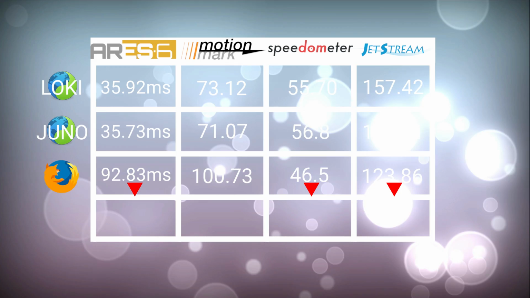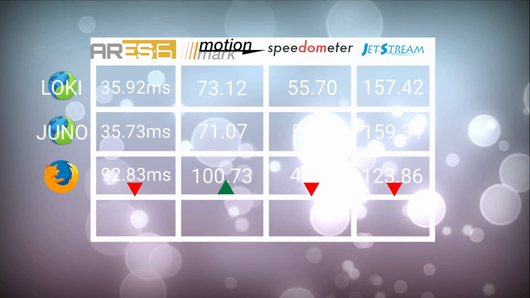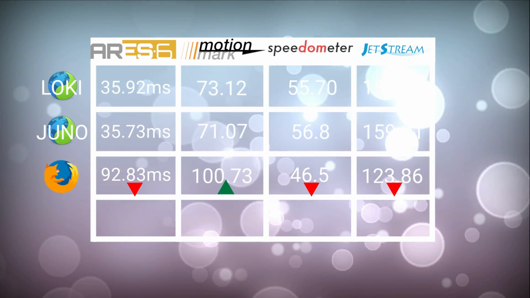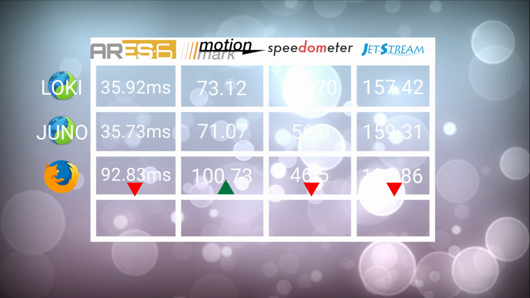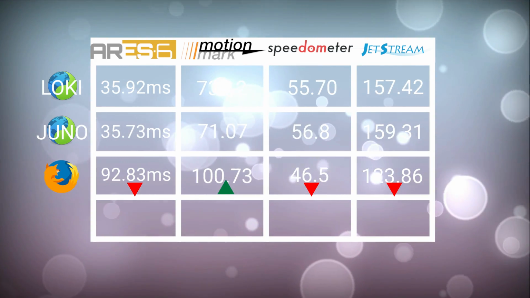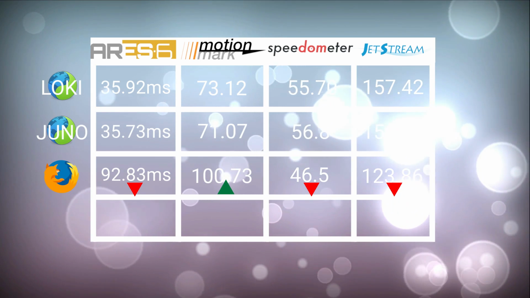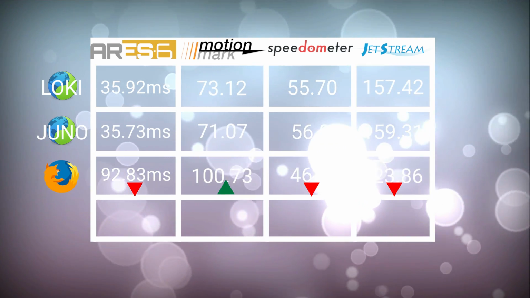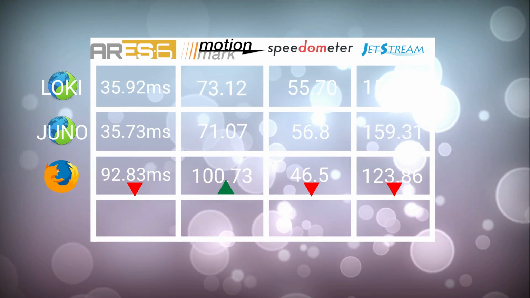On Motion Mark, though, it outperformed Epiphany by a large margin, scoring more than 100 points compared to the 70-73 scored by Epiphany, which means that Firefox handles graphics and animation better than Epiphany. All in all, the default elementary OS browser seems to hold its own against Firefox in the JavaScript department.